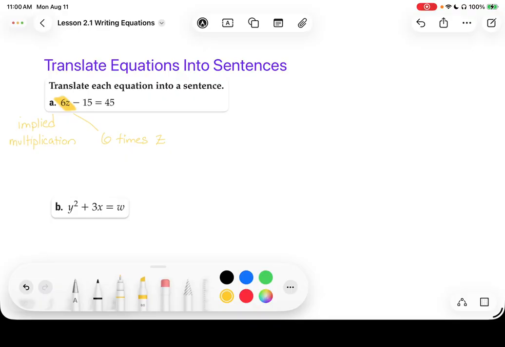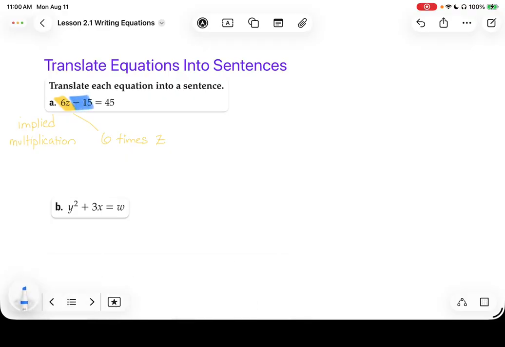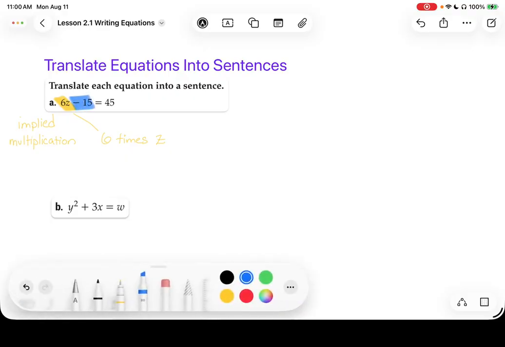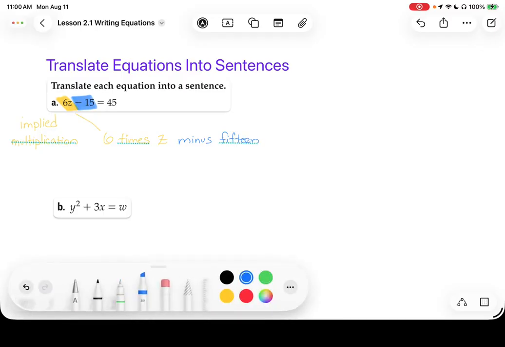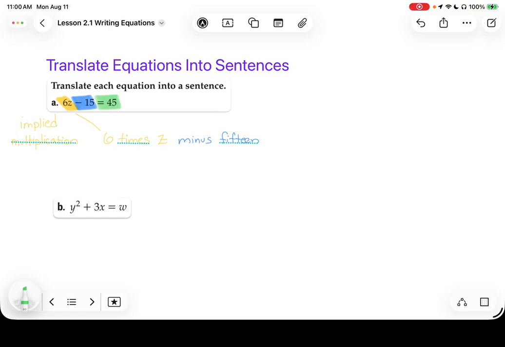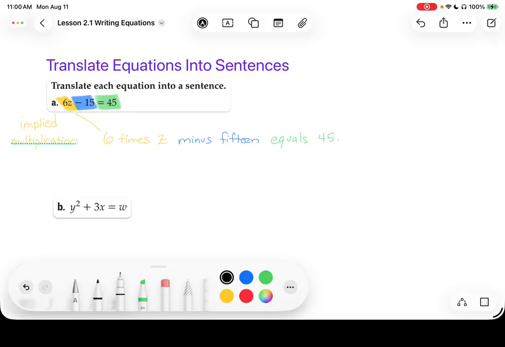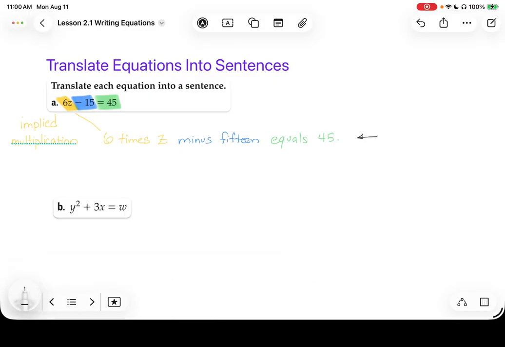Okay, what comes next? Well, right after that is minus 15, and I'm just going to write minus 15. And then what comes after that? We've got equals 45, and I'm going to write equals 45. And that is a very simple, easy way to write it. I love this way. This is a great way to write it. I highly recommend you do it this way.